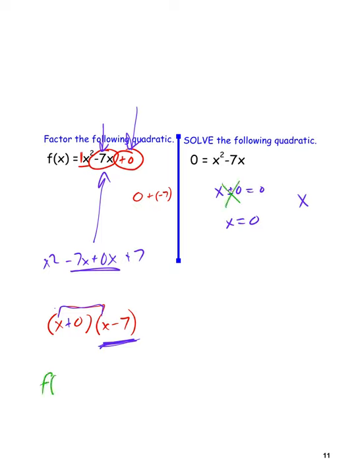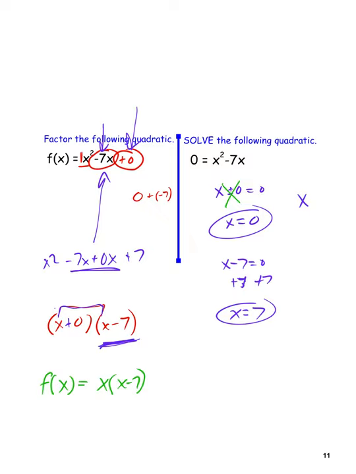So we could actually write our function like this, if you would like. And then again, the second factor here would be that x minus 7 equals 0. So we add the 7 to both sides, and that means x equals 7. So x equals 0 and x equals 7 would be the solutions to this quadratic.